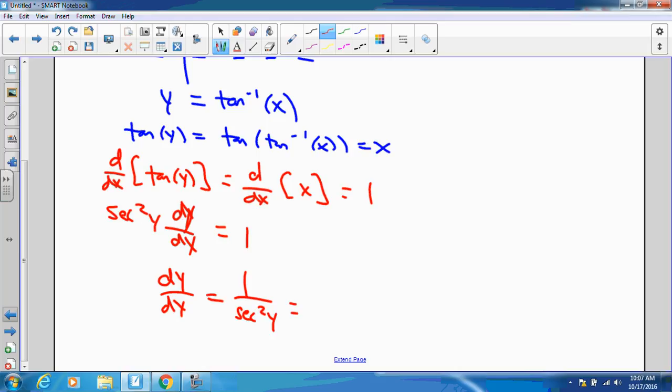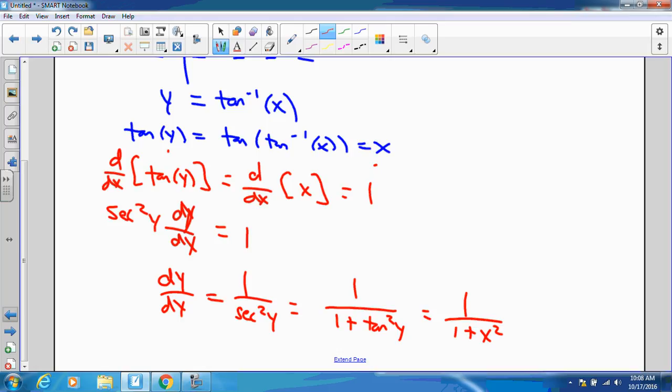And now we recognize a different Pythagorean identity. Secant squared y is the same as 1 plus tan squared y. And tangent y is equal to x. So when the dust settles, dy dx equals 1 over 1 plus x squared.